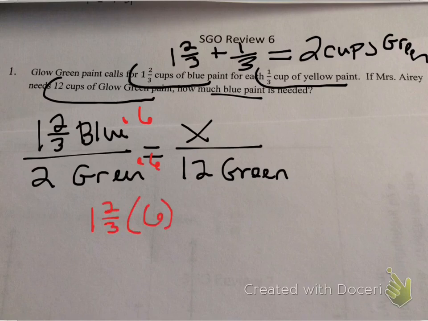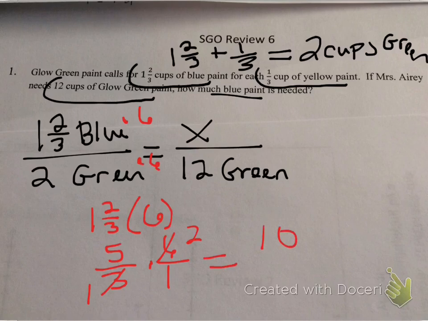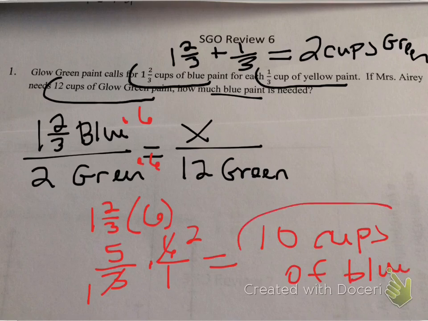I'm going to change that to an improper fraction. That would be 5/3 times 6 over 1. Do some cross canceling here. And we have 5 times 2 is 10. 1 times 1 is 1. We don't need 10 over 1, just 10 cups of blue is your answer.